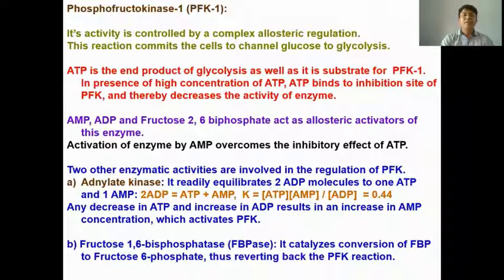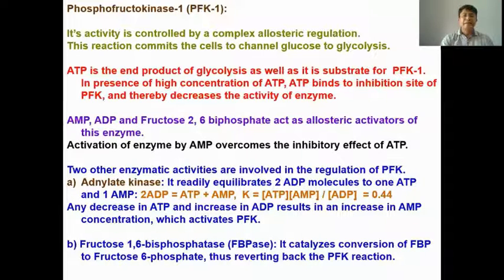In presence of high concentration of ATP, ATP binds to inhibition site of phosphofructokinase and thereby decreases the activity of enzyme. Whereas AMP, ADP and fructose 2,6-bisphosphate act as allosteric activators of this enzyme. Activation of enzyme by AMP overcomes the inhibitory effect of ATP. 2 other enzymatic activities are involved in the regulation of phosphofructokinase.